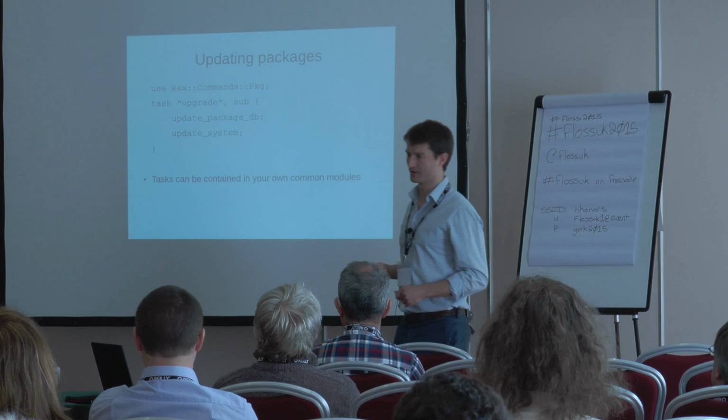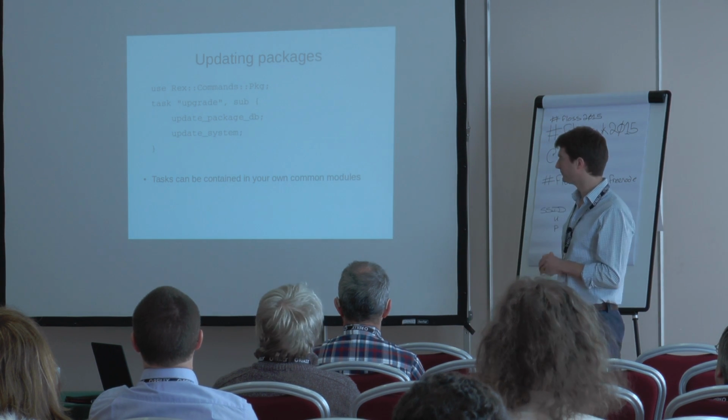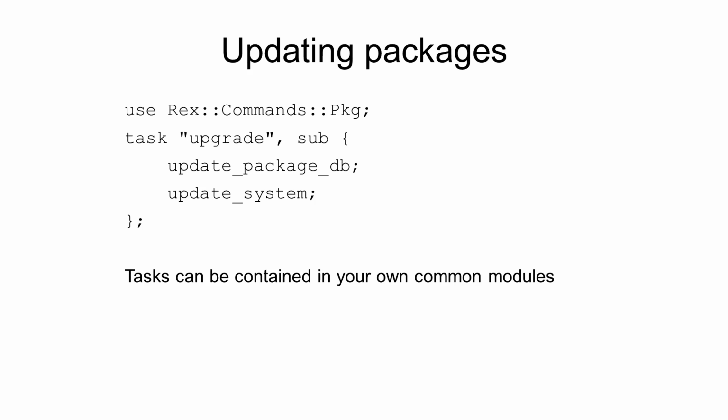I'm going to go through a few more examples, getting slightly more complicated as we go on. This one here is a simple task to update my system. This time I'm using a Rex module called PKG, which does lots of packaging stuff. I've defined a task here called upgrade, and that's just running 2 commands from that module, which is update the package database and then upgrade the system.